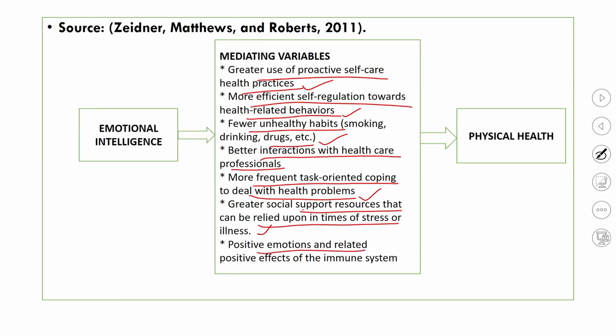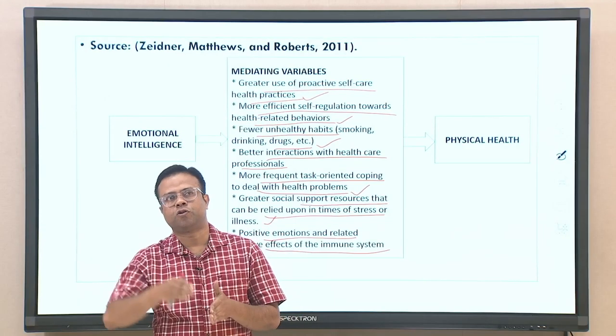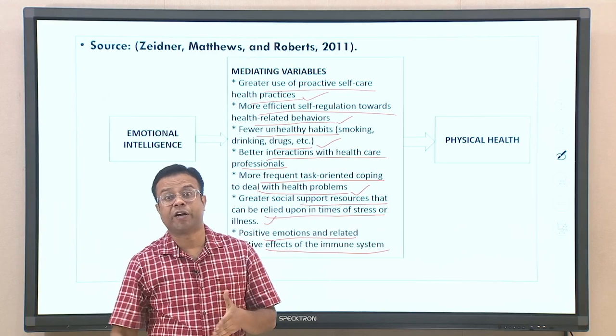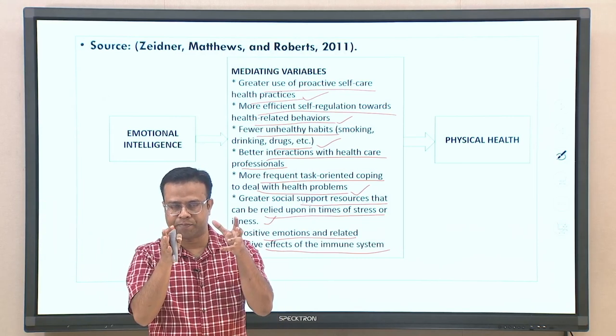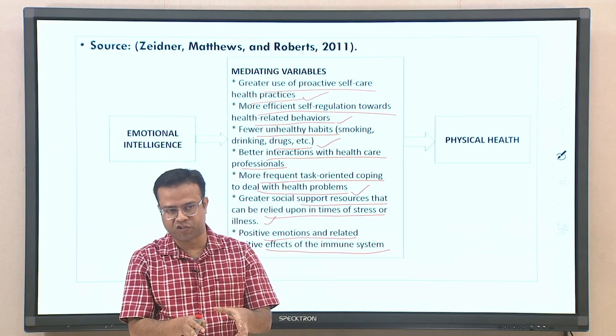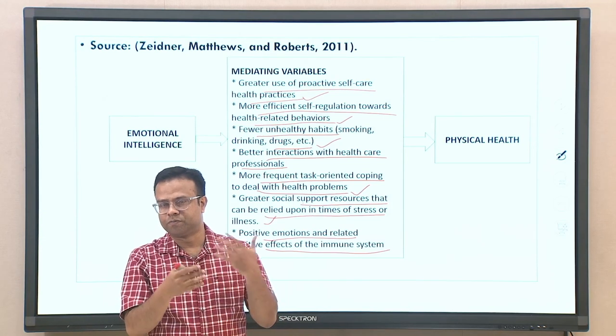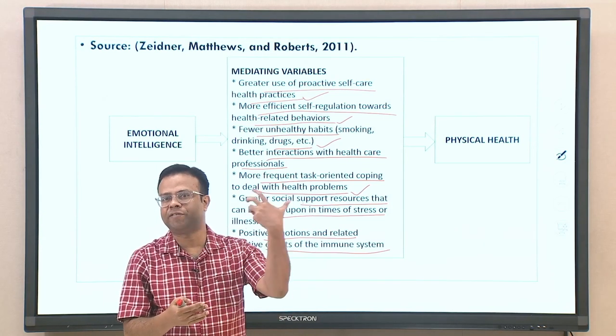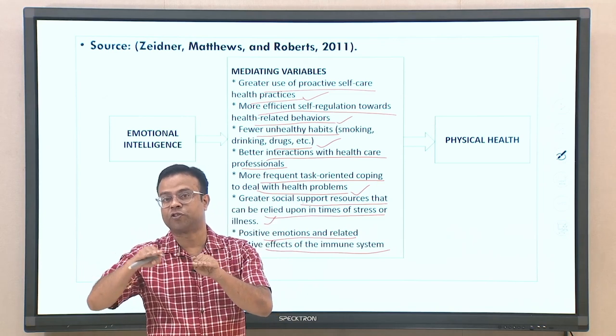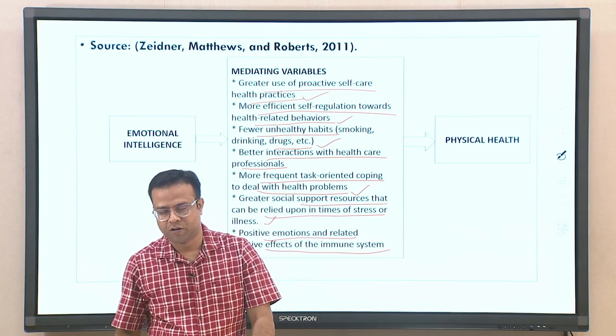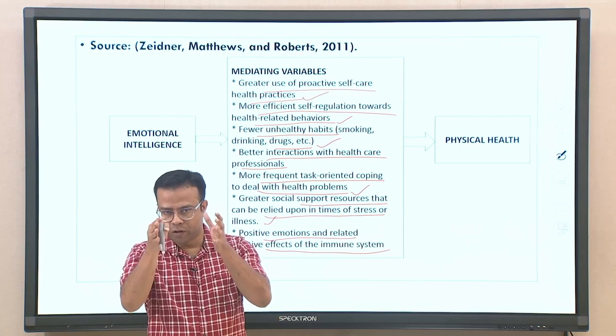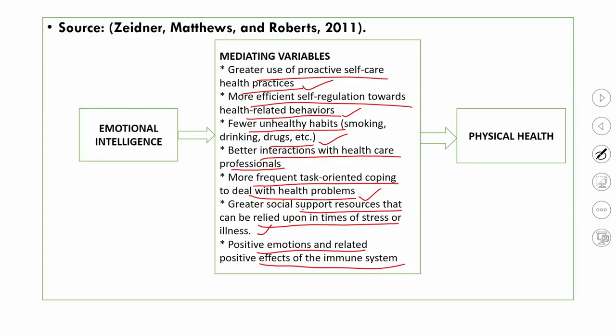Positive emotions and related positive effects on the immune system. They are more likely to experience positive emotions, and this also has a beneficial impact on our immune system. Since stress has a negative impact on our immune system, more relaxation and more positive emotions, research also shows, have a positive impact on our immune system. So, all these things could lead to better physical health. These are some of the possible summary of what we have discussed.